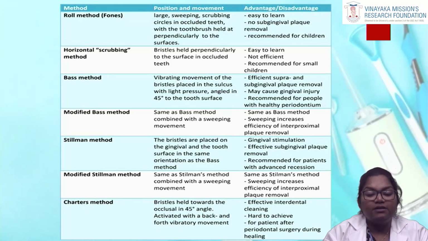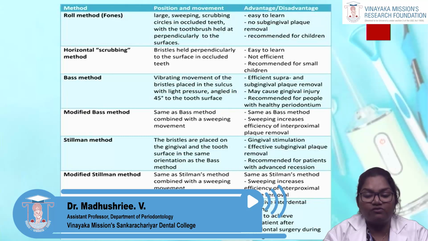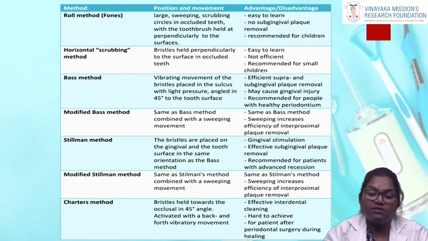The Stillman method is when the bristles are placed on the gingiva and the tooth surface in the same orientation as the Bass method. It helps in gingival stimulation, helps in effective removal of subgingival plaque, and is recommended for patients with advanced recession. The modified Stillman is the same as Stillman's method except it is combined with a sweeping motion, the same as in the modified Bass method.